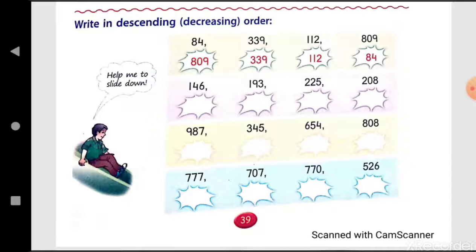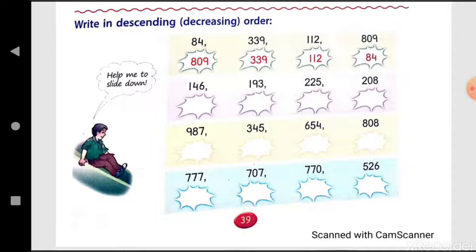Now out of these 3 numbers, we will first see the digit at hundreds place. So the digit at hundreds place is 3, 1 and 8. So which is the greatest digit? It is 8. So the number starting with 8 would be the greatest number, that is 809. Then comes 3. So the next number would be 339 and then comes 112. So the numbers in descending order would be 809, 339, 112 and last would be 84.